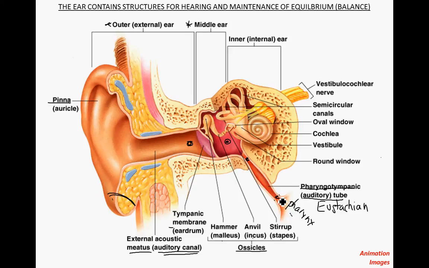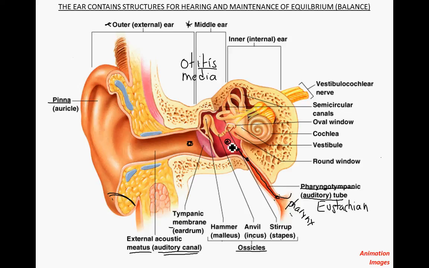So there's the middle ear. Also, sometimes bacteria may get up into the middle ear and cause an infection, and you have otitis media. Itis is an inflammation, so otitis media is an inflammation of the middle ear. Lots of kids get ear infections, and this is what's going on.